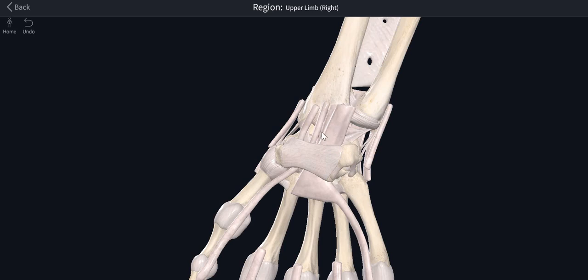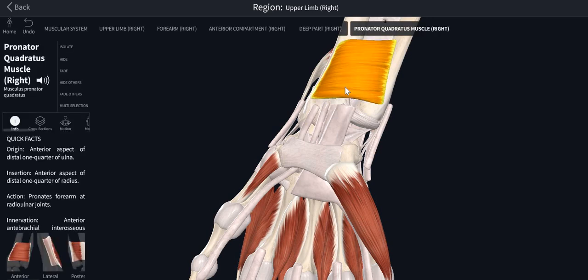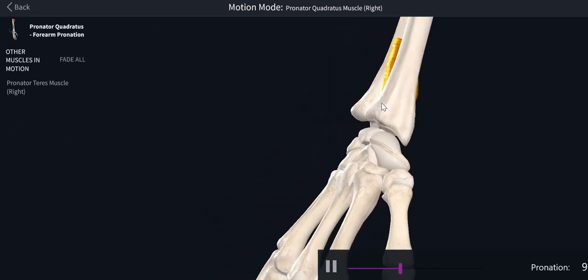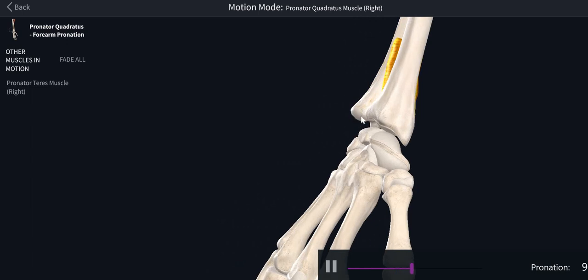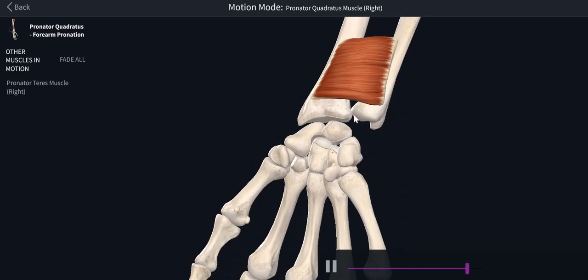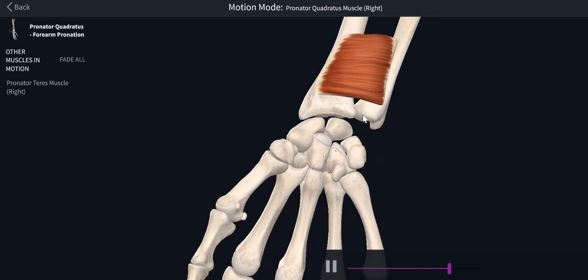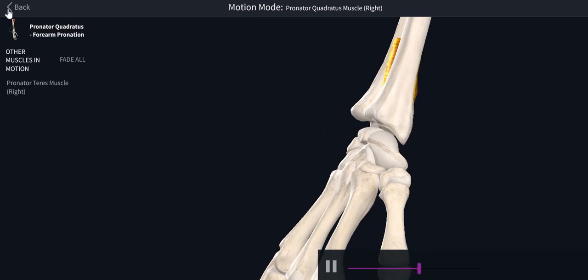Now, I'm going to do one thing to explain better the movement of this joint. This is the pronator quadratus, okay? And then we're going to see the pronation movement. I just want to show you how the ulnar notch slides over the head of the ulna. And so the ulna becomes posterior and lateral to it. And this is the pronation movement.